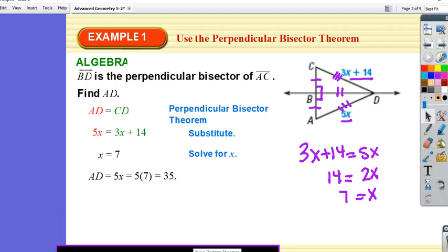Makes sense? Always go back to what you were actually solving for, because you get excited when you solve for x. You're like, oh, I'm done. But you're not always done. Sometimes you have to plug back in.